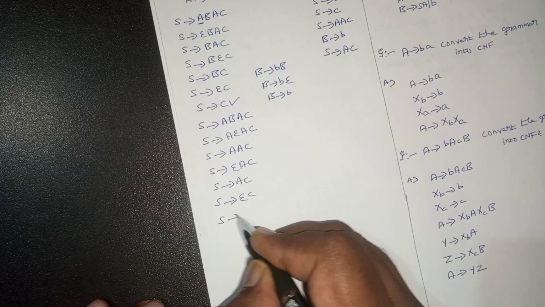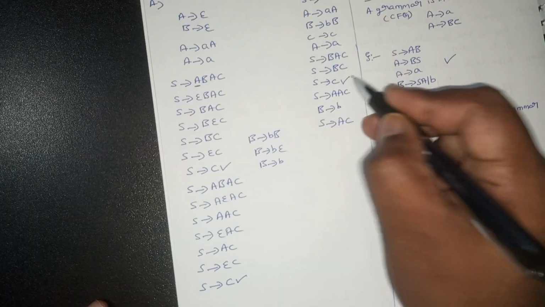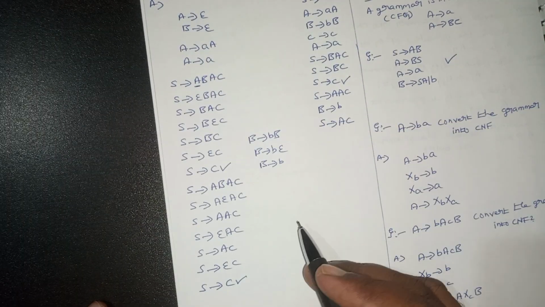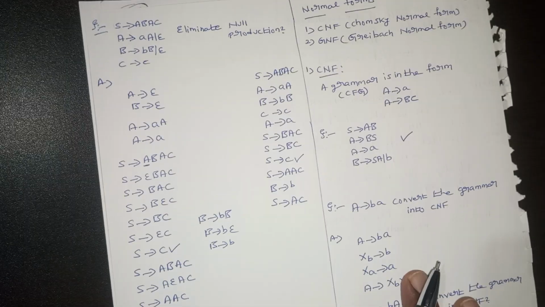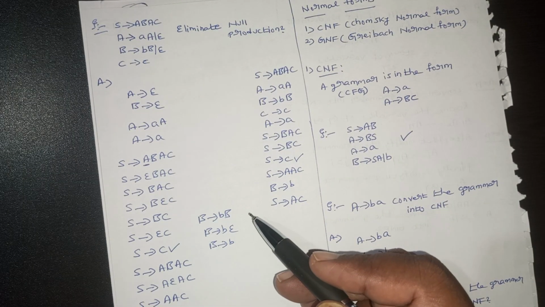What will be the answer? S tends to capital C. In the place of capital C, you write a small c. Already it is added in the grammar. Okay. So like this, you have to write all possibilities. Okay, so maybe I may have missed some. Okay, you check it once.